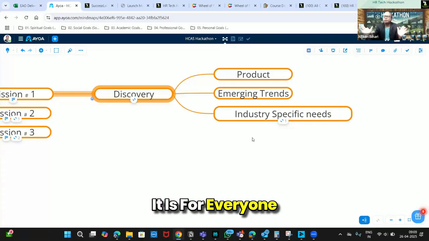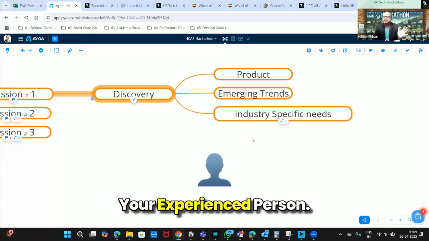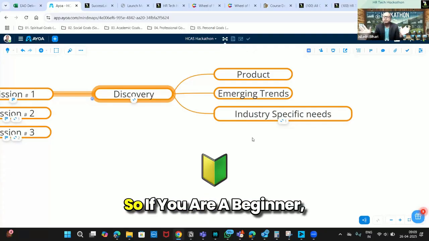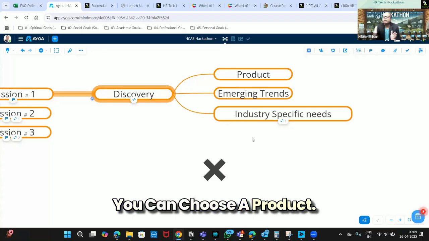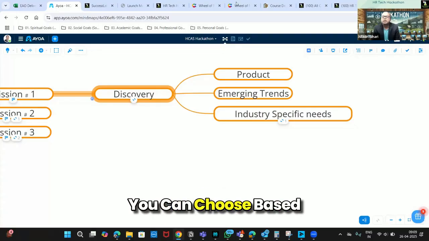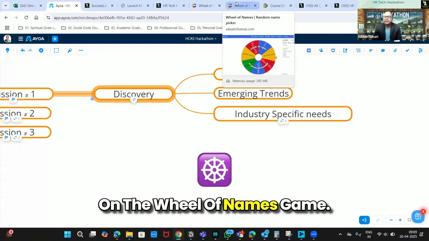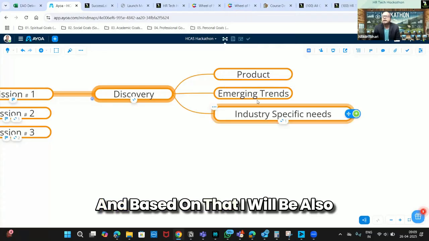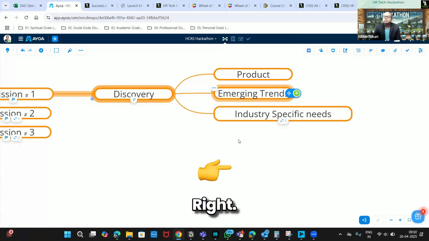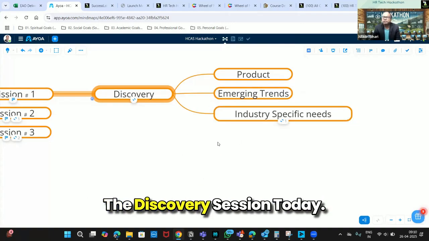It is for everyone, whether you are a beginner or an experienced person. It is applicable for everyone. If you are a beginner, you can choose a product. And I will explain which industry you can choose based on the wheel of names game. I will also explain the emerging trends going on in the market. So this is what we will be expecting in the discovery session today.